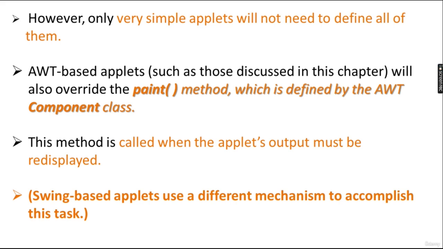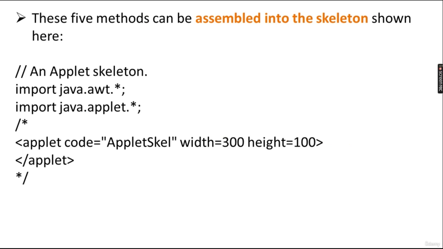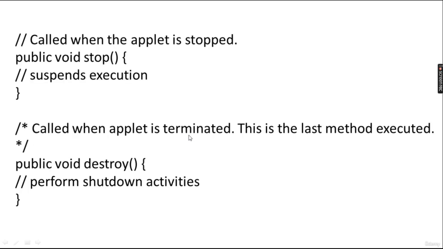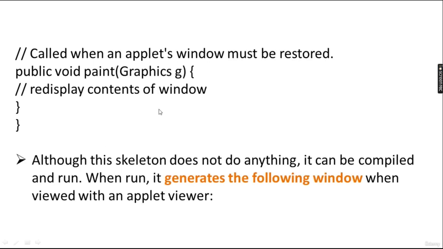Swing-based applets use a different mechanism to accomplish this task. These five methods are assembled into the skeleton shown here. So AWT and applet are imported over here. The applet code is AppletSkeleton, width is 300, height is 100. This class extends Applet. Init is initialization, start is start or resume. It is just for the sake of understanding how it is written. Public void stop suspends the execution, void destroy performs shutdown activities, and paint.